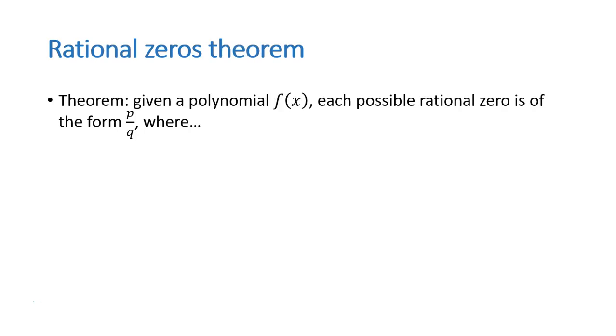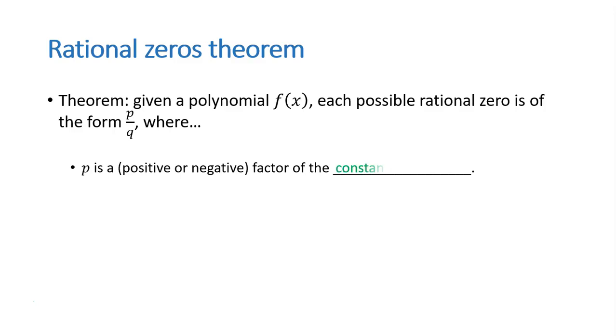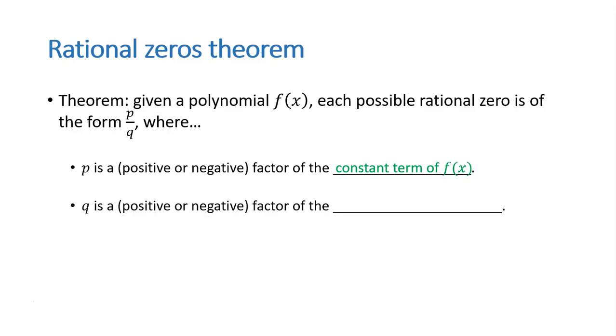The theorem says, given a polynomial f of x, each possible rational zero, keyword is possible, is of the form p divided by q, where p is going to be a positive or negative factor of the constant term of f of x. In other words, when we write the terms in order, this is going to be the individual number that's added or subtracted at the end of the polynomial. So that's going to generate the numerator for our possible rational zeros.